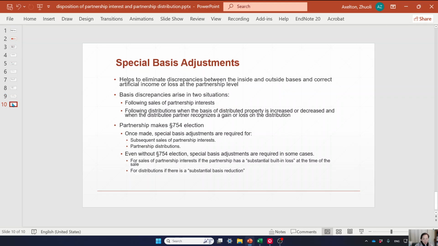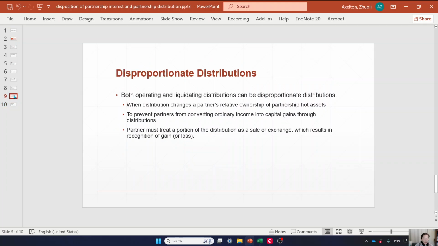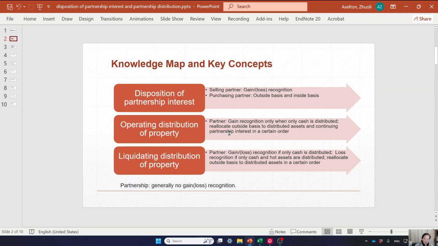And for the disproportionate distribution and special basis adjustment, this is just for your reference, for your reading purposes. We're not going to get into the calculation here. Again, for this chapter, we're going to focus on the disposition of a partnership interest, a proportionate operating distribution of property, and a liquidation distribution of property.